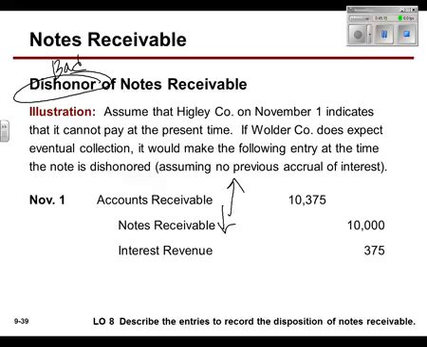Well, it wasn't originally an AR, but now we're saying, okay, we're going to turn you back into an AR instead of a notes receivable. But we are going to charge you the interest that you horsed around with for a few months. Wow.